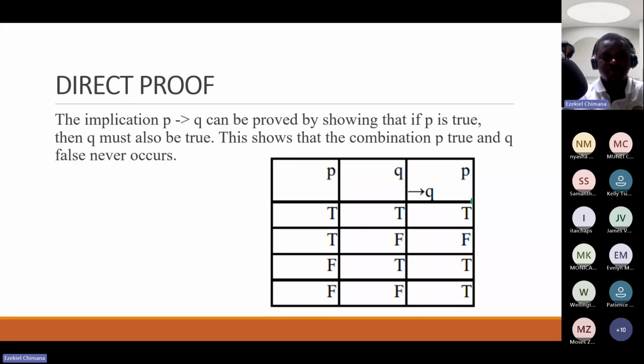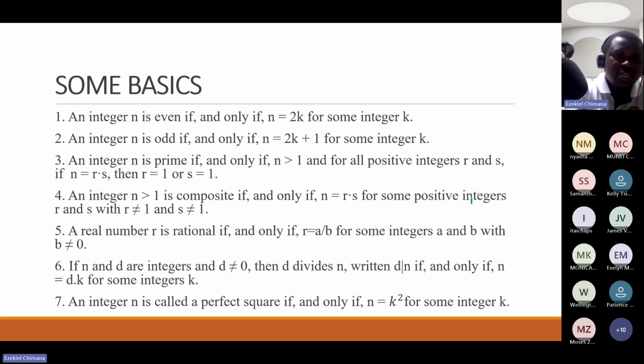Then let's look at direct proofs. The implication P implies Q can be proved by showing that if P is true, then Q must also be true. So this shows that the combination P true and Q false never occurs. So let's look at some basics that you need when you are doing direct proof. To do direct proof, you need to know these basics, basic 1 to 7.